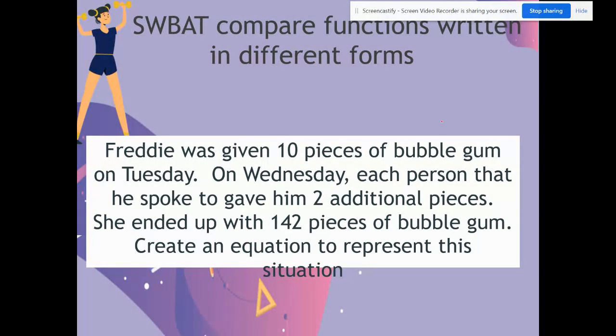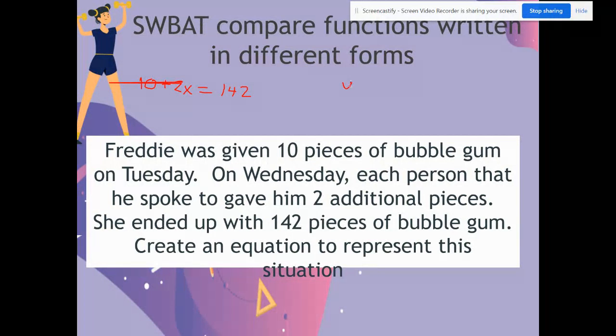All right, so Freddie was given 10 pieces of bubble gum on Tuesday. So what do I know? I know that we have 10. On Wednesday, each person that he spoke to gave him 2 additional pieces. Now, I don't know how many people that he spoke to though, but I know it's 2 per person. So I'm going to do 2x, and it's going to equal a total of 142 pieces.